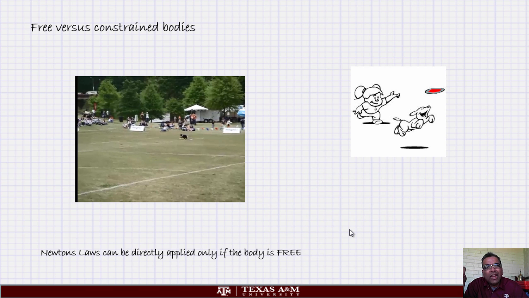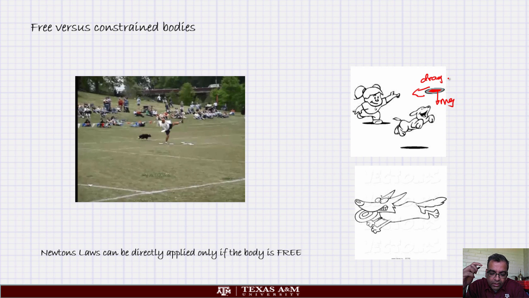In which case, it's actually pretty easy to draw the free body diagram for the frisbee, because I can draw gravity like that, and then maybe there's some drag force. That's it. That's easy, because those are the two forces that act on it, and that's the end of it, right? But what happens when the dog catches the frisbee? Now, yes, gravity is acting, but what about these teeth? How do we represent the effect of the teeth?